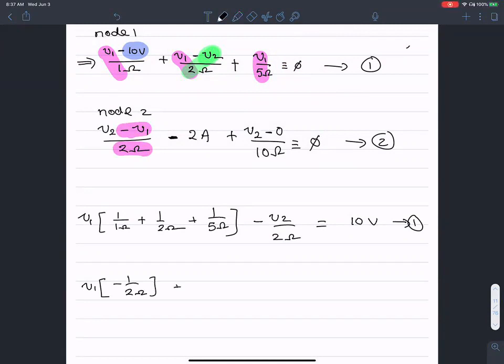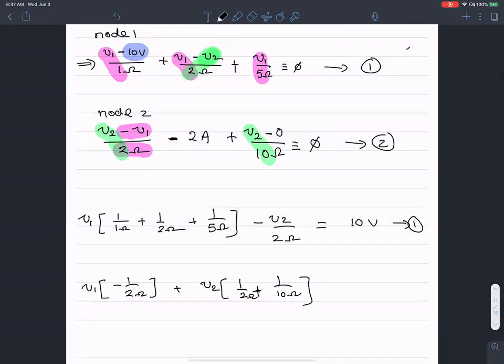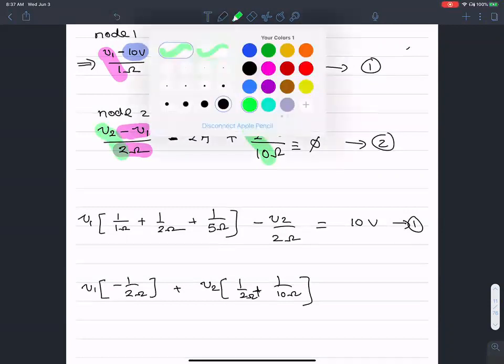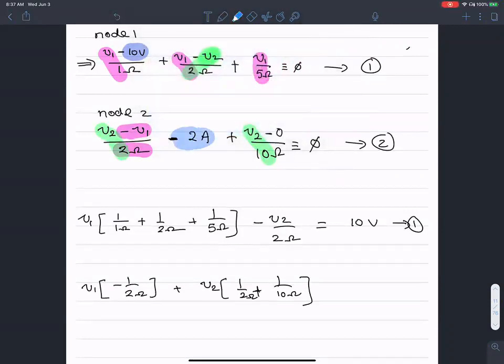Okay, and then when I factor out V2 from this equation, I'm going to be left with V2 over half plus V2 over 1 over 10. So when I factor out V2, I have 1 over 2 plus 1 over 10 ohms in here. Okay, and then there is a negative 2 factor, this guy, negative 2 amperes, which I'm going to take to the other side, 2 amperes.